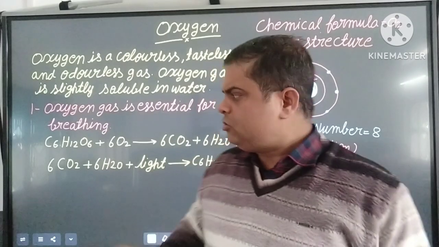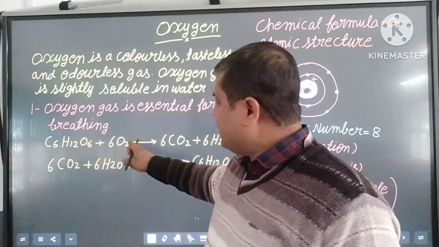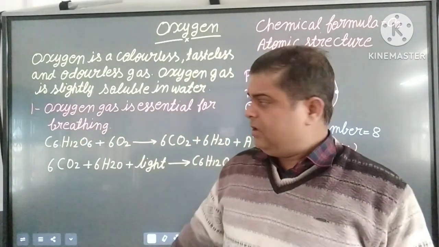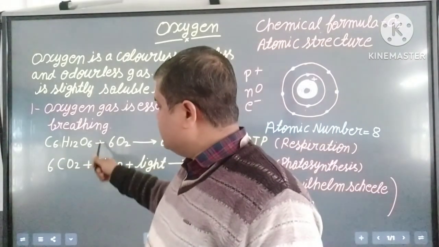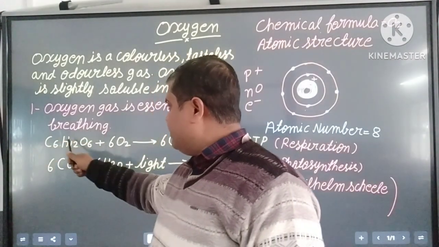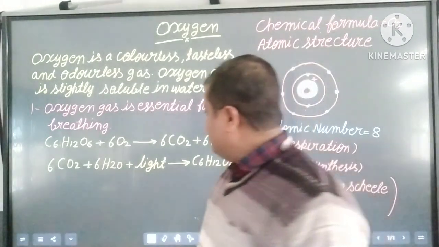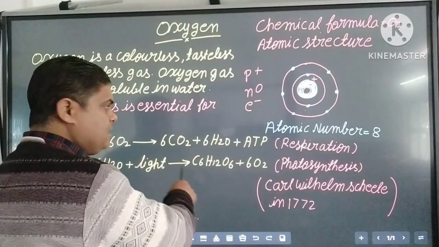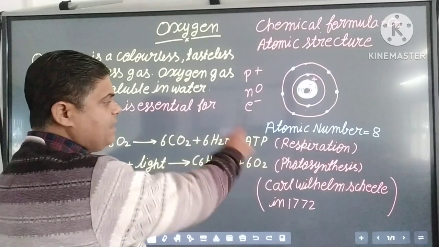So such glucose, when it reacts with oxygen, C6H12O6 is the formula of glucose. When it reacts with oxygen, it forms carbon dioxide, water and ATP.